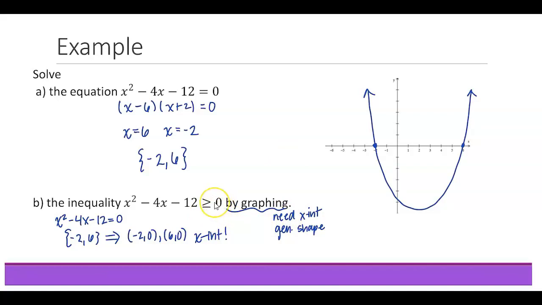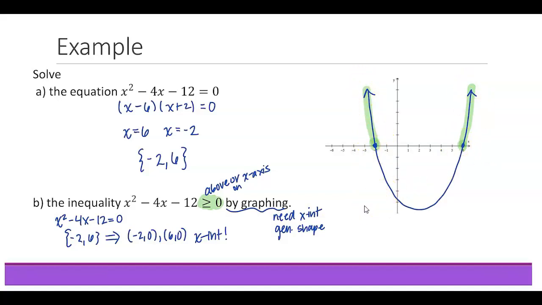So we want to go ahead and interpret this greater than or equal to 0 on the graph. So that means I want to know when I'm above or on the x-axis, right? 0 is the x-axis. So if I want to figure out where am I above or on the x-axis, I'm going to go ahead and shade those pieces and then describe them using intervals. So these are x-intervals where we're describing where the graph is above or on the x-axis.